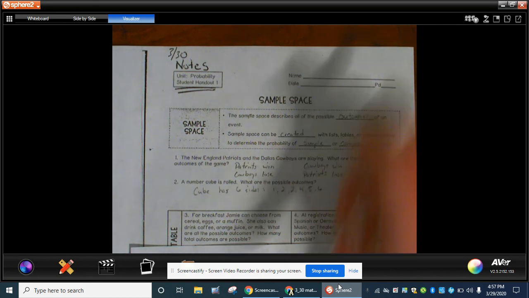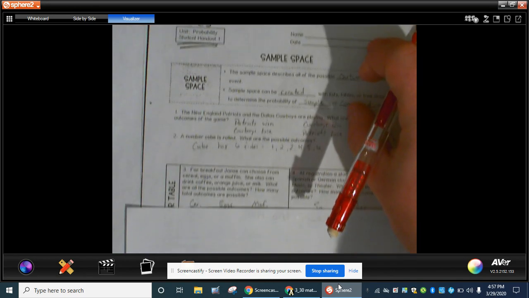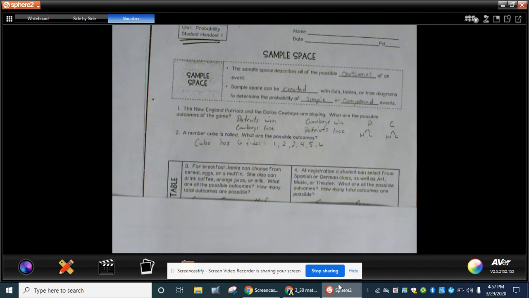All right. So let's talk about number three. For breakfast, Jamie chooses from cereal, eggs, or muffin. She could also drink coffee, orange juice, or milk. What are the possible outcomes, and how many total outcomes are possible?